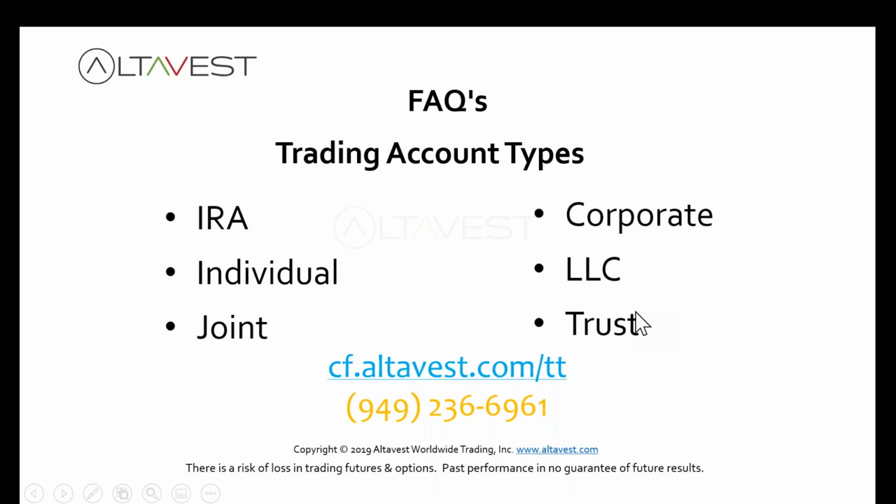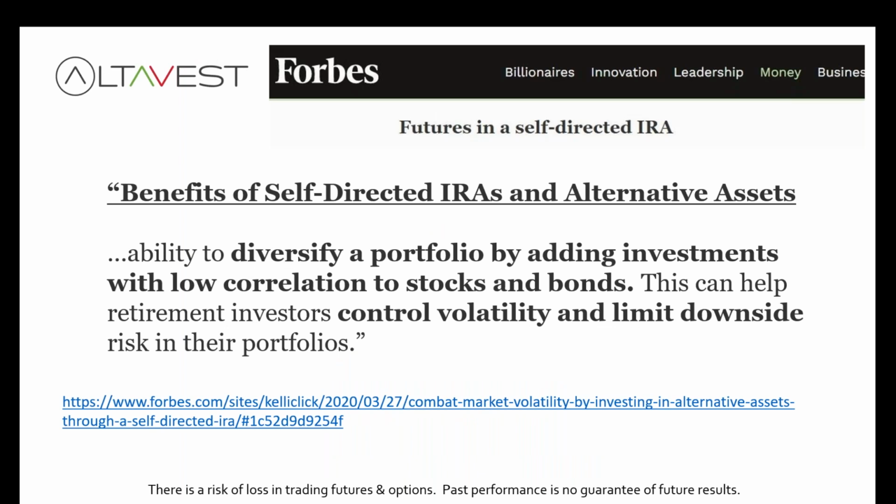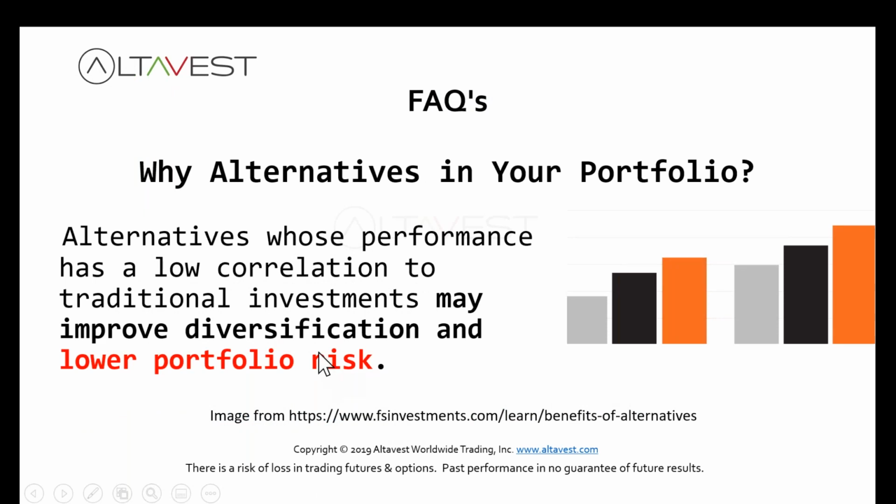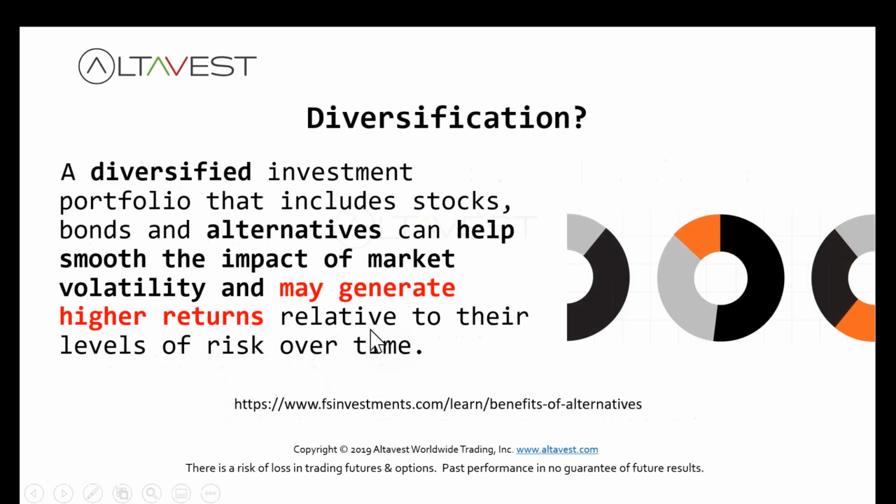A lot of people want to do IRAs. There are some financial requirements, and perhaps experience too, but there are definitely some benefits with the self-directed IRA. Forbes says here it can diversify a portfolio by adding investments with a low correlation to stocks, help control volatility and limit downside risk. Here's another article that says it may improve diversification, lower portfolio risk, and alternatives can help smooth the impact of market volatility and generate higher returns.